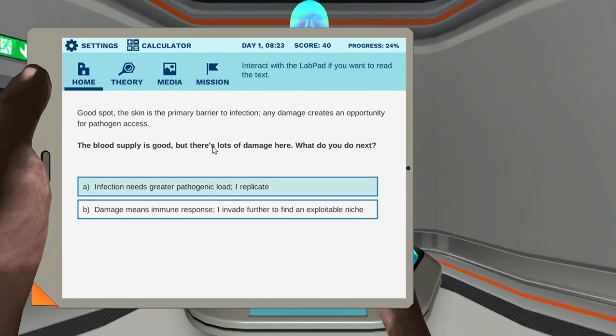Good spot. The skin is the primary barrier to infection. Any damage creates an opportunity for pathogen access. The blood supply is good, but there's lots of damage here. What do you do next?